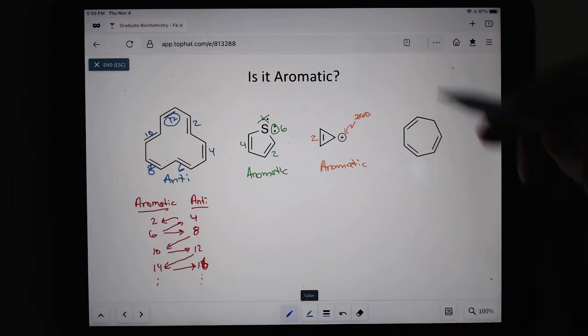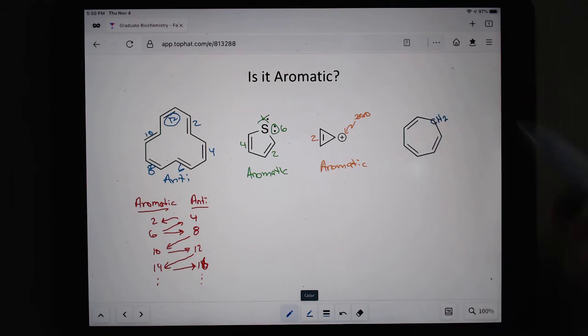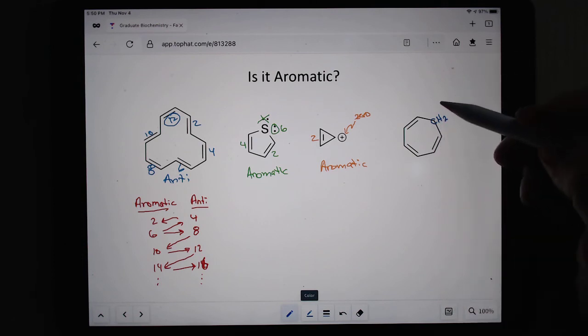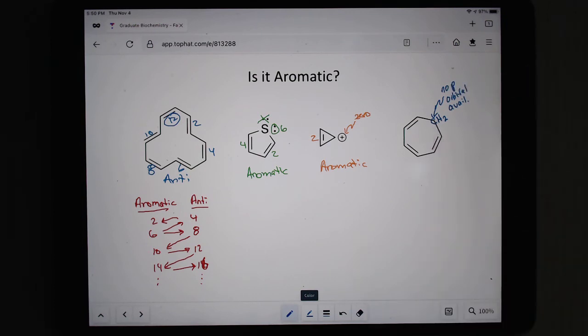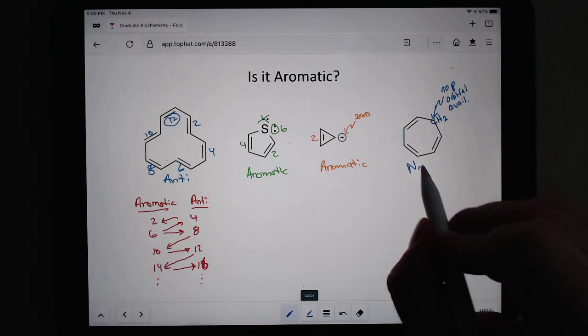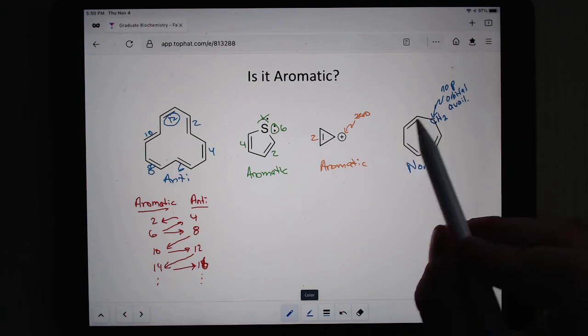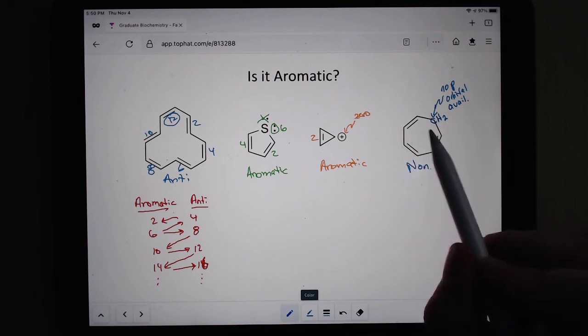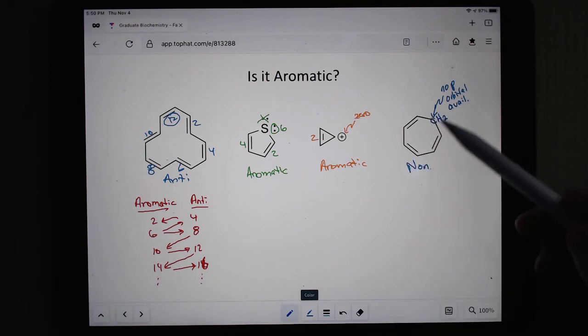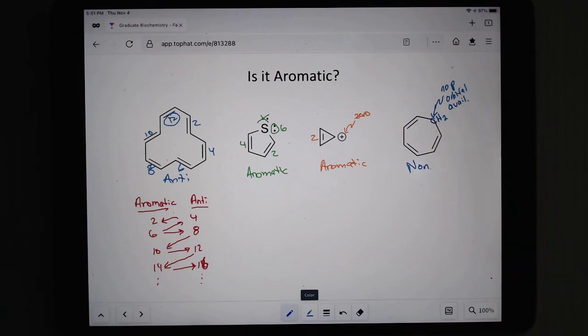Now here for this last one, we have 2, 4, 6, but the problem is this guy right here. There's a CH2, so there's no p orbital available. It's supposed to be a p, right? It's sp3 hybridized. All three of those p orbitals are hybridized, so there's no free p orbital. So this would be considered non-aromatic, because the electrons would come in here, hit this, and then have to turn around and come back. They can't go all the way around the ring because there's a stop right here. So this would be considered non-aromatic.